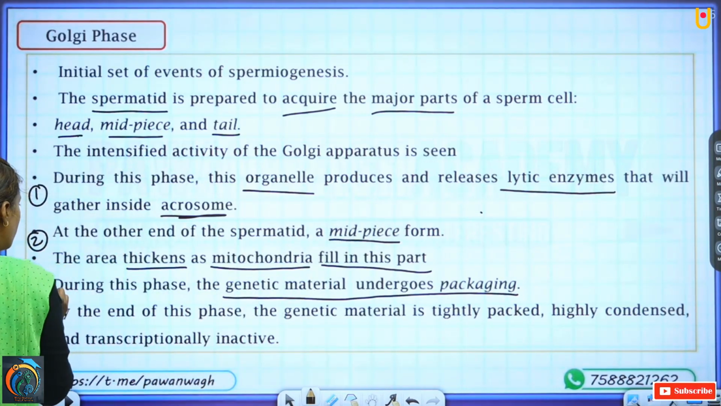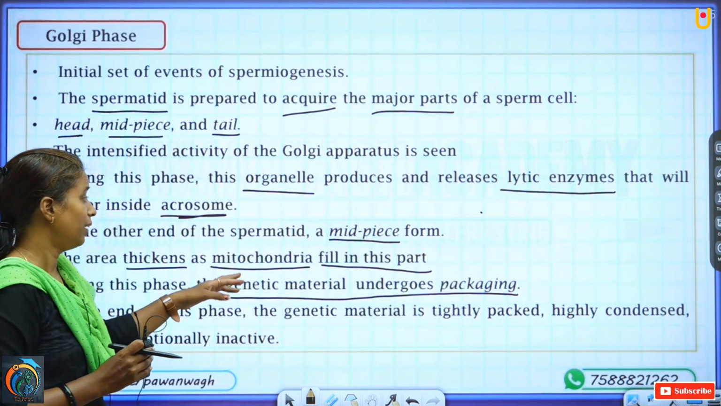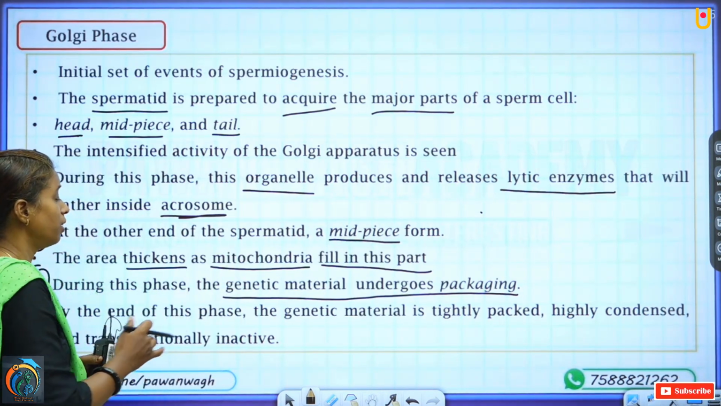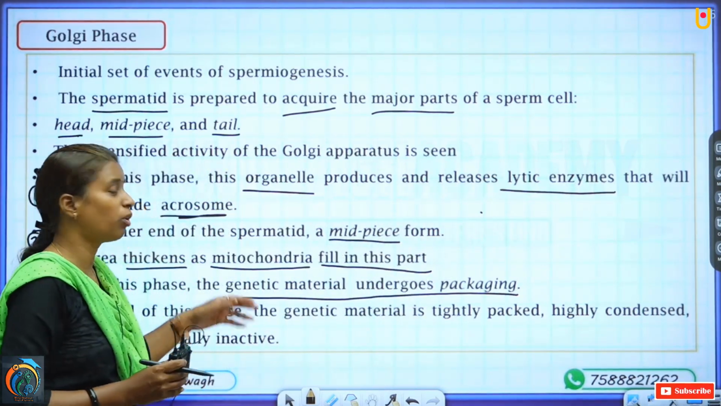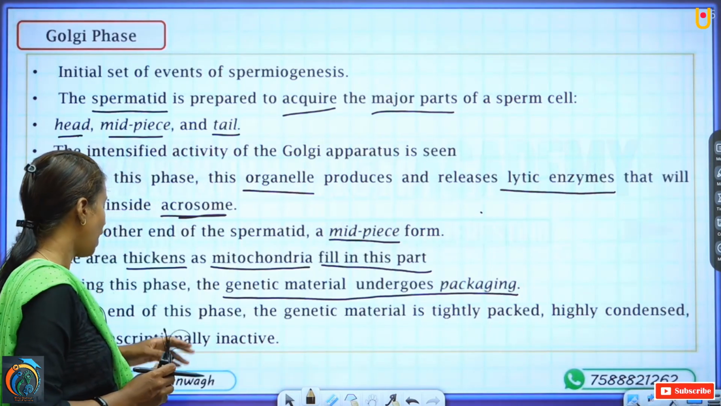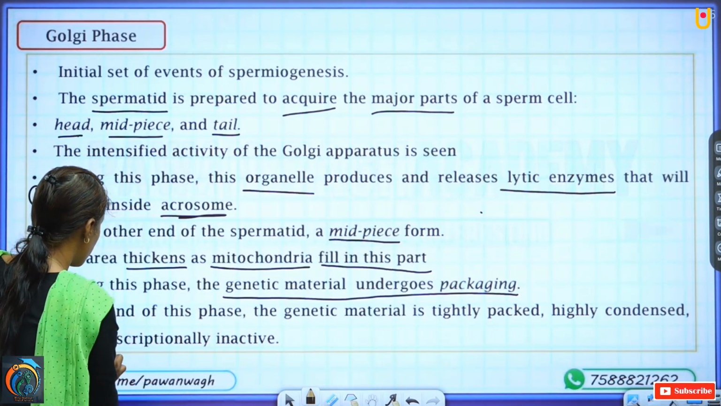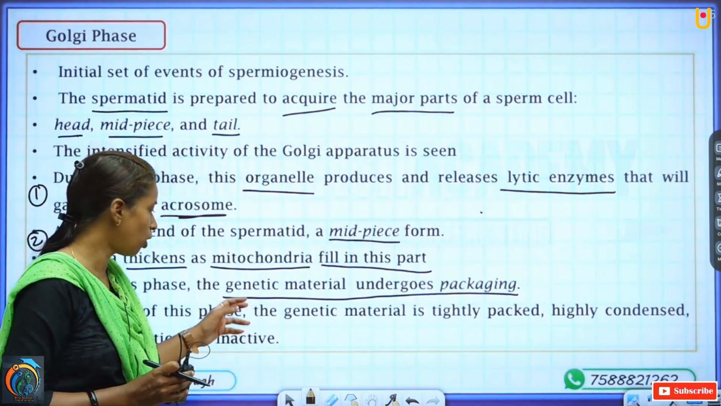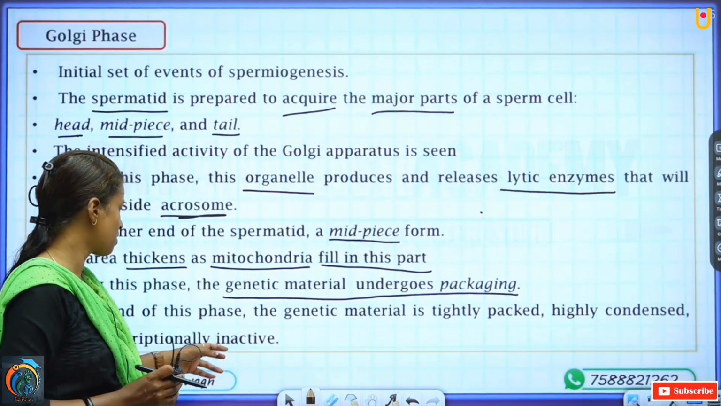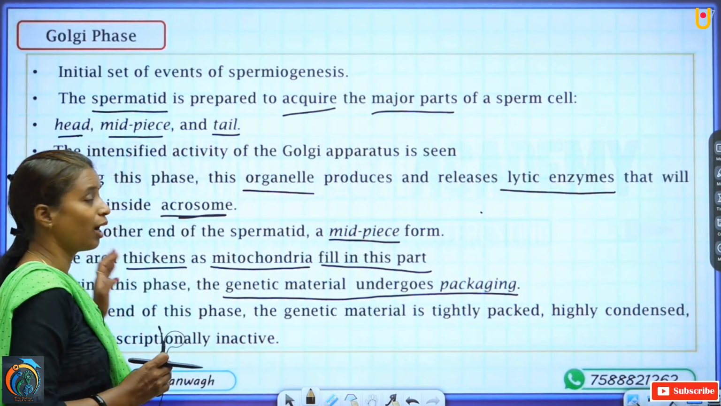And the third thing is, during this phase, inside the nucleus, the genetic material is undergoing packaging with the help of histone proteins. And the fourth thing is that they are transcriptionally inactive. The process of transcription is not going on inside this cell now. Got it? These four things are happening here.